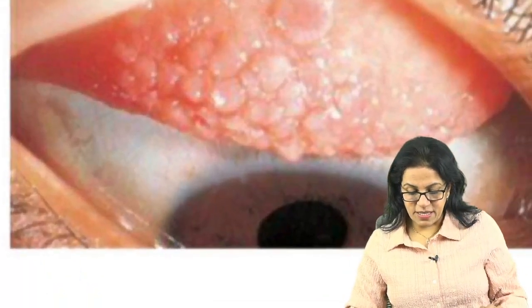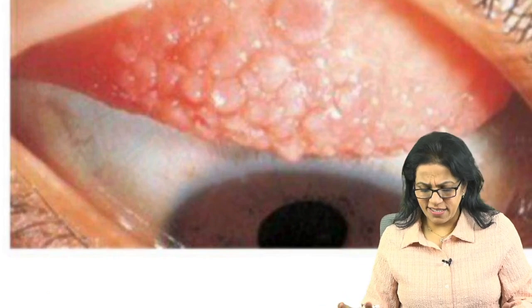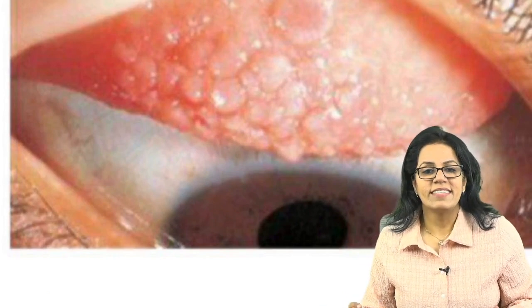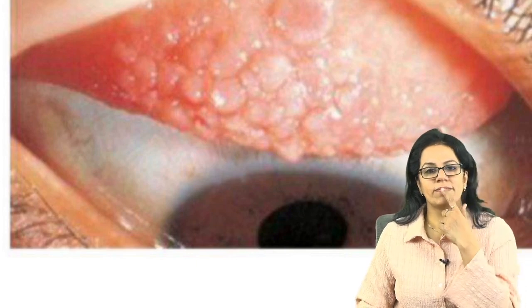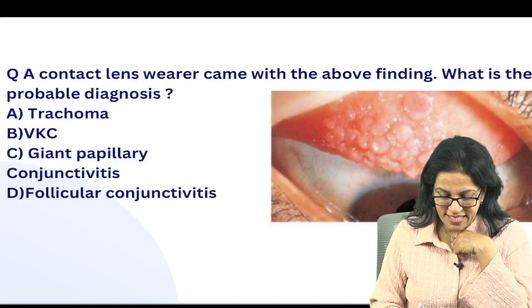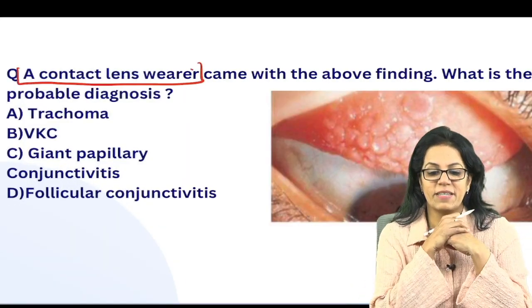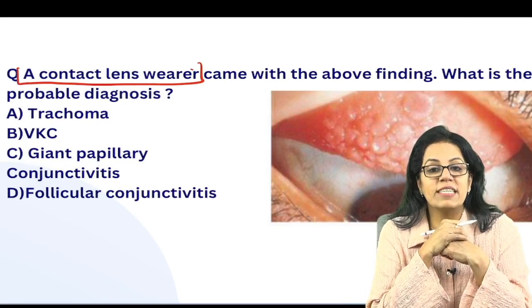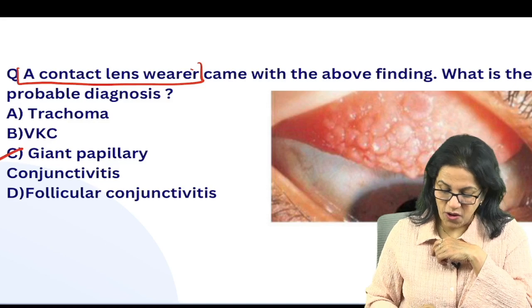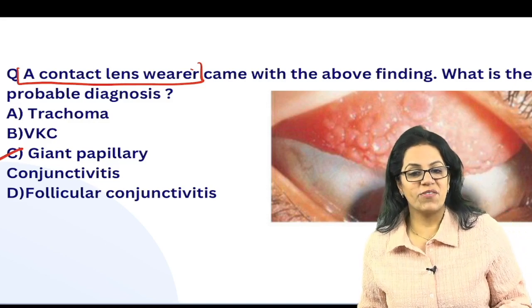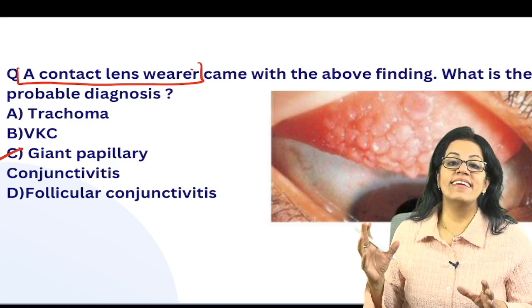Okay, next one. So this is the next image here. What do you see? These are giant papillae on the upper lid. What comes to your mind? Vernal keratoconjunctivitis? But here the question says a contact lens wearer. This is a case of giant papillary conjunctivitis. So we should all know that one of the common complications of contact lens wear is giant papillary conjunctivitis.